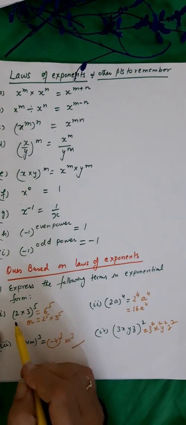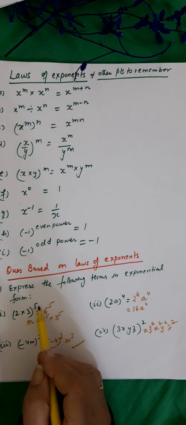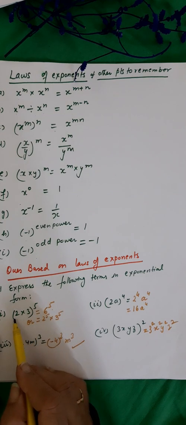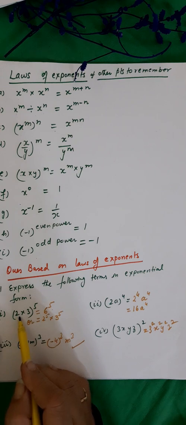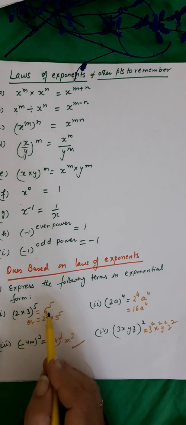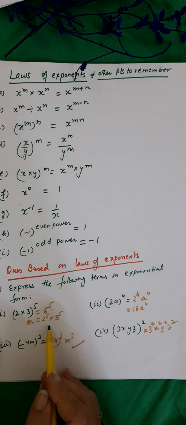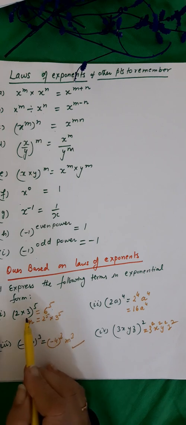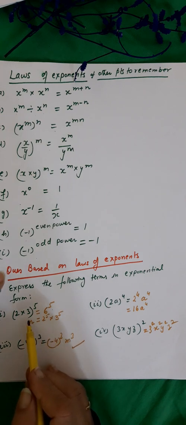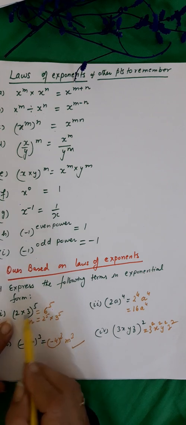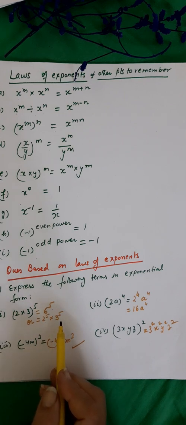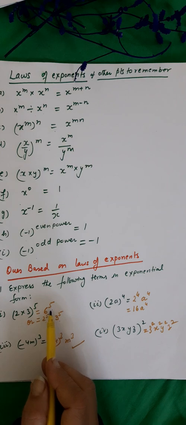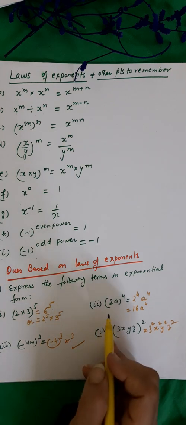Here, 2 into 3 whole raised to the power 5. So here this power will be distributed to both, or you can simply solve the bracket first and raise it to the power 5, right? So both the things are correct. If you have to use just laws only, simplification is not given, then you will write it as 2 raised to the power 5 into 3 raised to the power 5. But if it is said simplify, then this much can be done, right? 6 raised to the power 5.